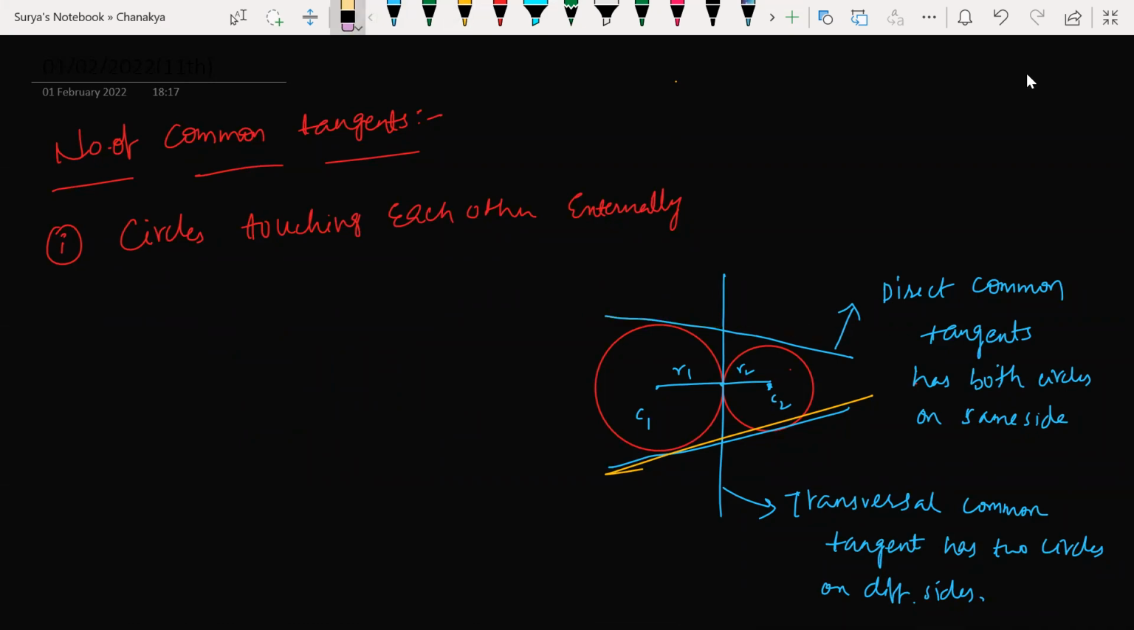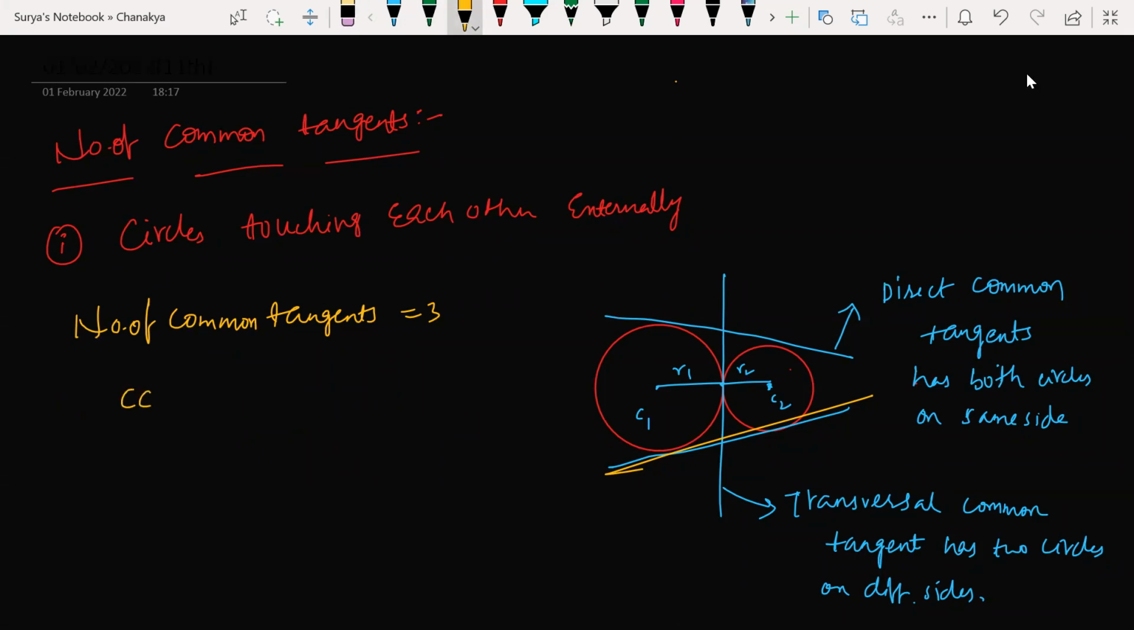Three. Of course, three. Therefore, the number of common tangents is equal to 3 here. So when the number of common tangents is 3, what is the condition? What is the condition basically? Look at it. What could be the condition here?